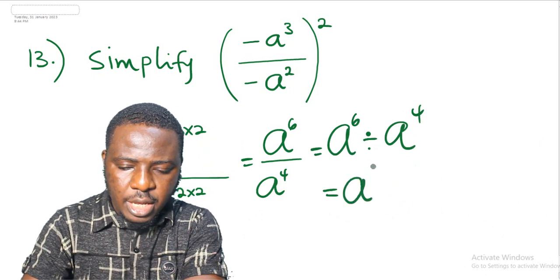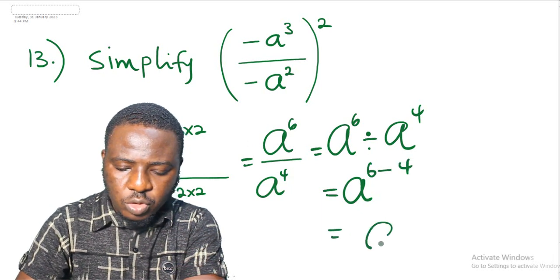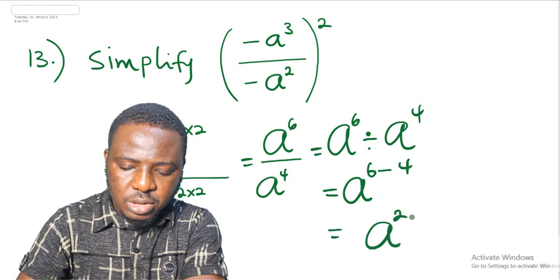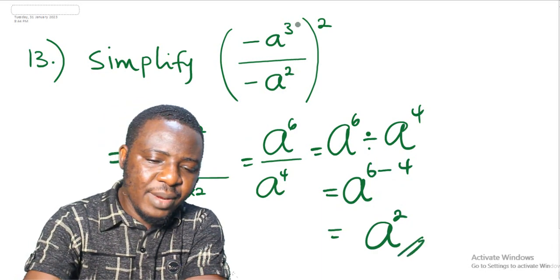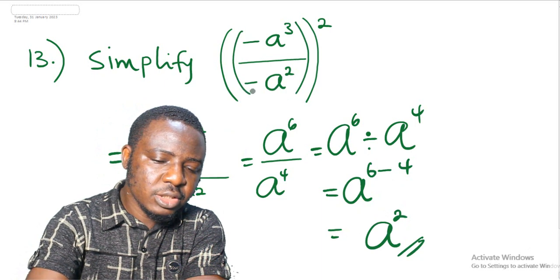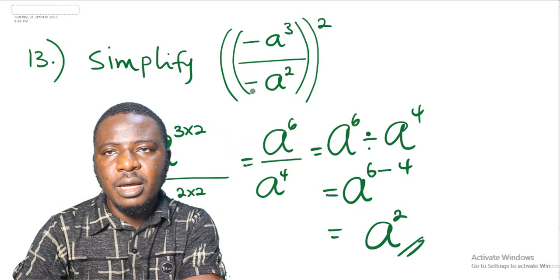This becomes a to the power 6 minus 4, which is equal to a to the power 2. That's a squared. Also, you can apply the subtraction law first in the bracket before you apply the product law.